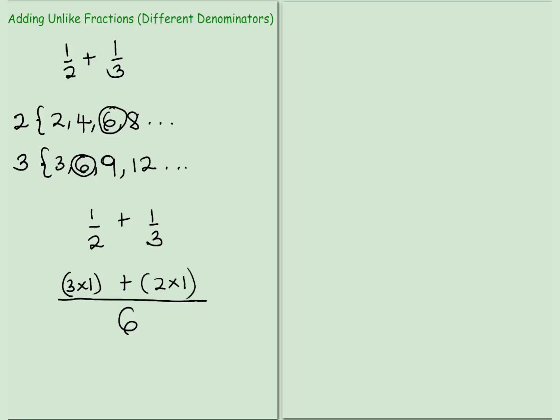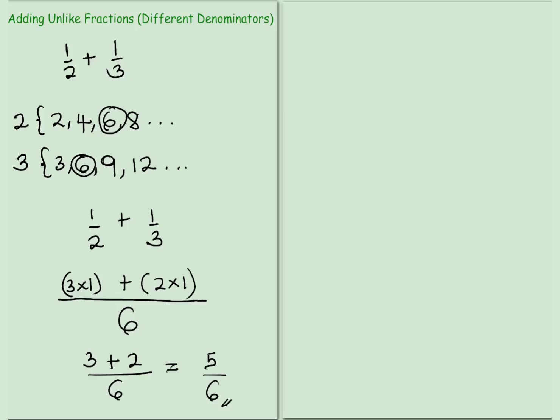The rest is just simple operation. So you have 3 times 1 giving us our 3, plus 2 times 1, which also gives us our 2. Then we say all over 6. Evaluating further, we are going to get 3 plus 2, which is a 5, over your 6. And this is your final answer for 1 over 2 plus 1 over 3.